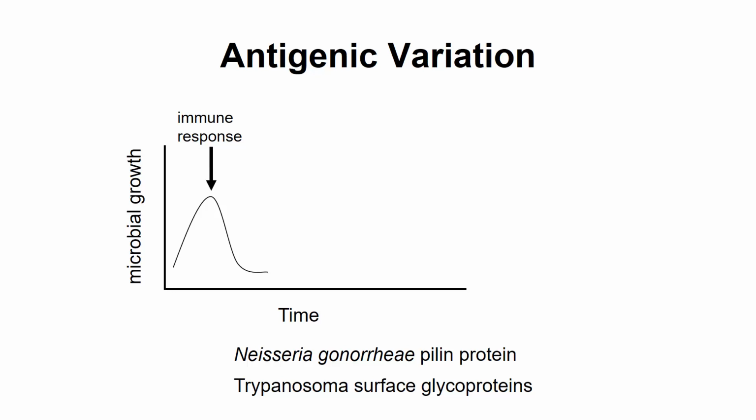So you can have random mutation. Viruses are great at random mutation. And then there are lots of other organisms. Gonorrhea is another example that uses this pilin strategy.